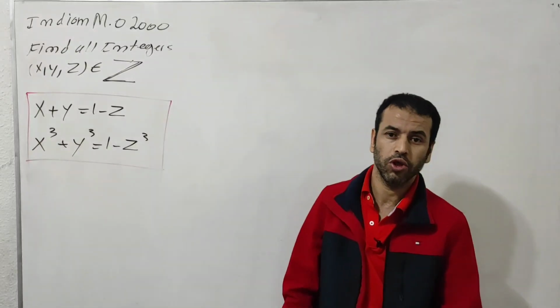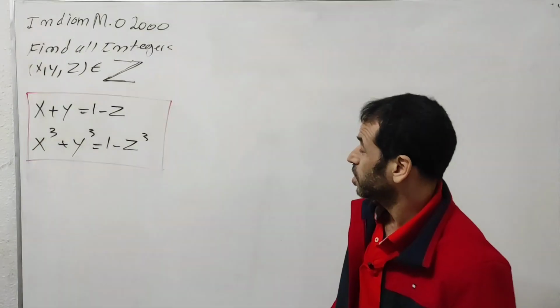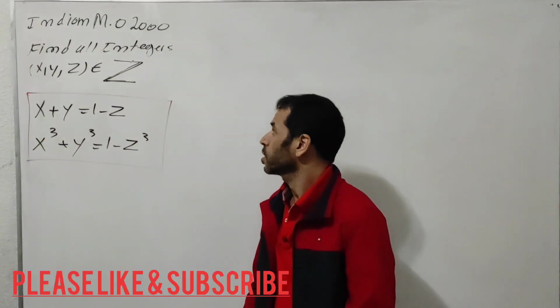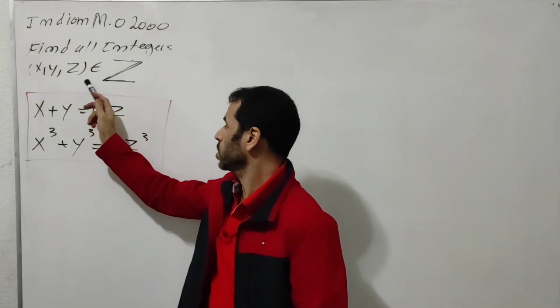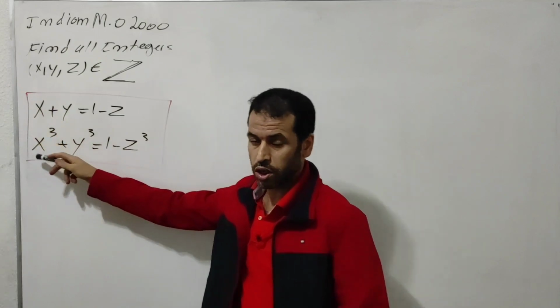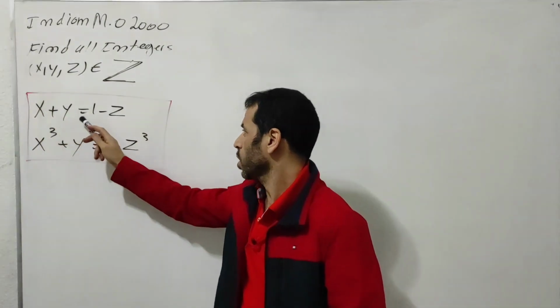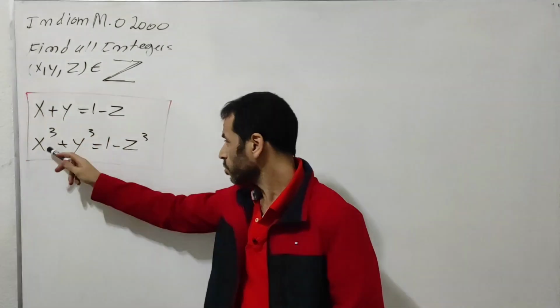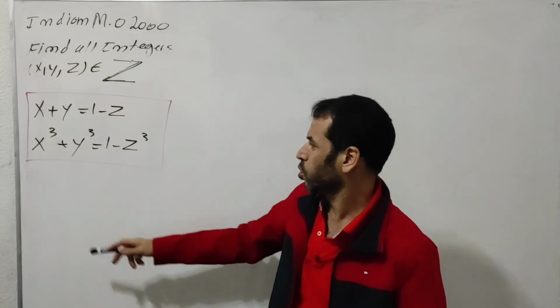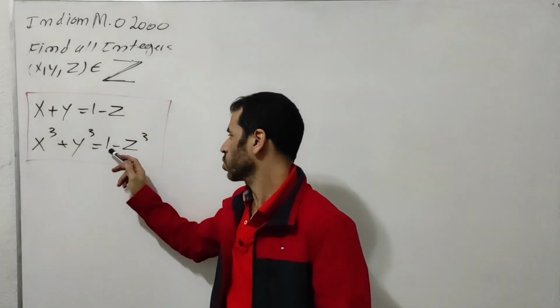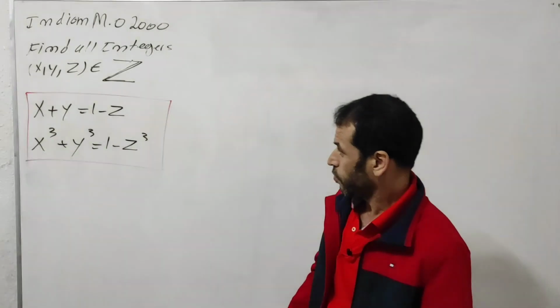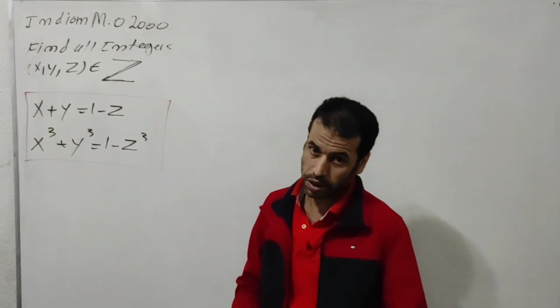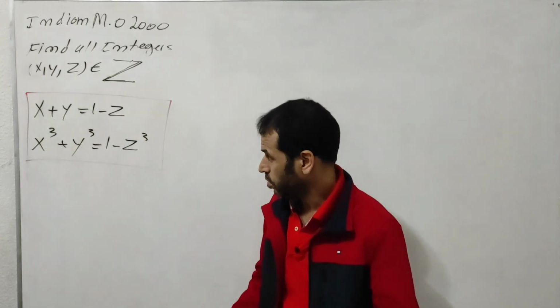In this video I would like to introduce a very nice problem from the Indian Mathematical Olympiad 2000. Find all integers x, y, z. We have two equations: x plus y equals 1 minus z, and the second equation, x cubed plus y cubed equals 1 minus z cubed. In fact, this is a very straightforward system, but it's tricky.